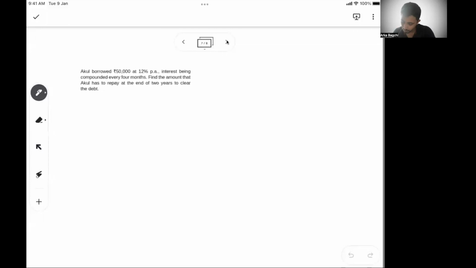A man borrowed 15,000 at 12% per annum, interest being compounded every 4 months. Every 4 months compounding means 3 times in a year.